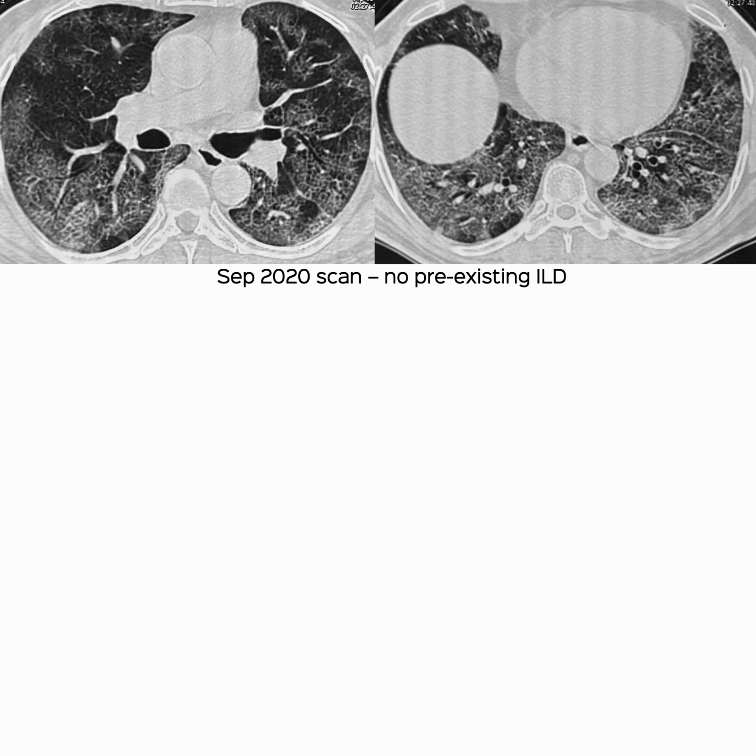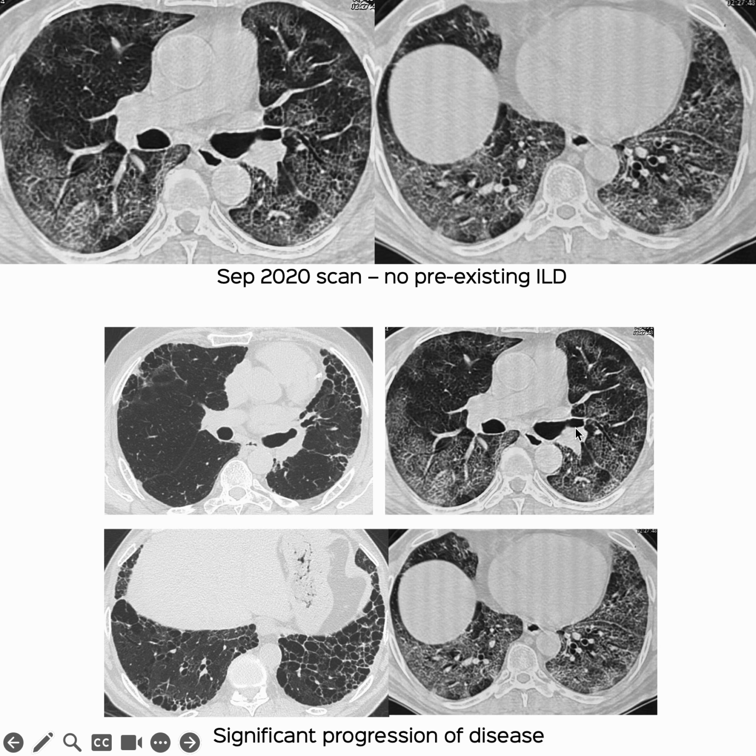Now, we managed to at that time get the September 2020 scan where there was no pre-existing ILD, but we see these typical COVID-19 changes. And so we have a patient here who has documented COVID-19 in September 20, documented no pre-existing ILD, and now has a UIP-like pattern 4 years later.